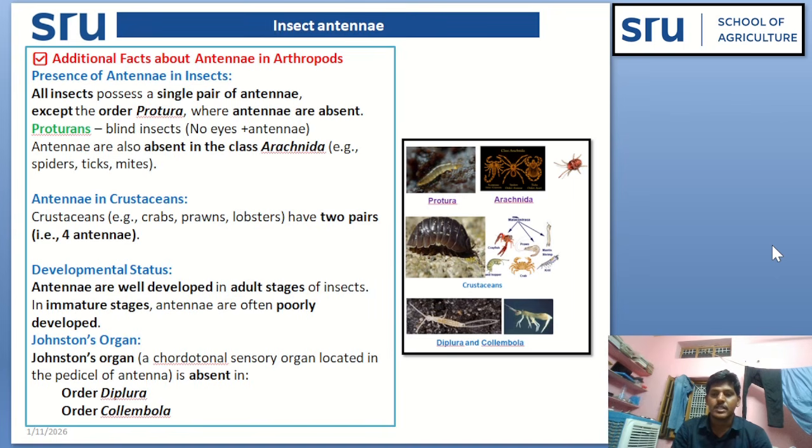Antennae in crustaceans: crustaceans like crabs, prawns, lobsters have two pairs of antennae, that is, four antennae. Developmental status of the antenna: antennae are well developed in the adult stage of insects. In the immature stage, they are often poorly developed. Johnston organ is there on the pedicel of the antennae, a chordotonal sensory organ located on the pedicel of the antenna, but it is absent in Diplura and Collembola orders.